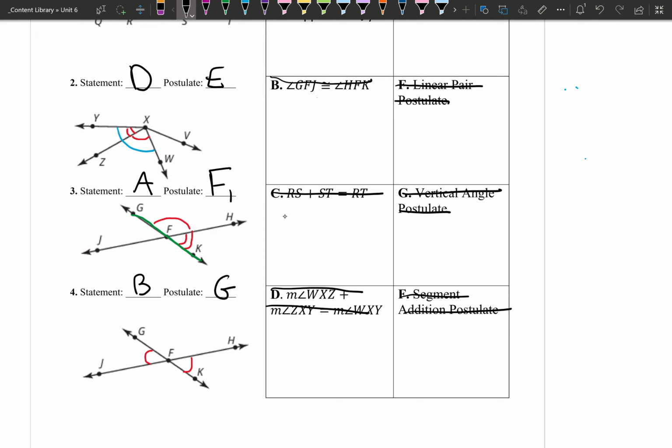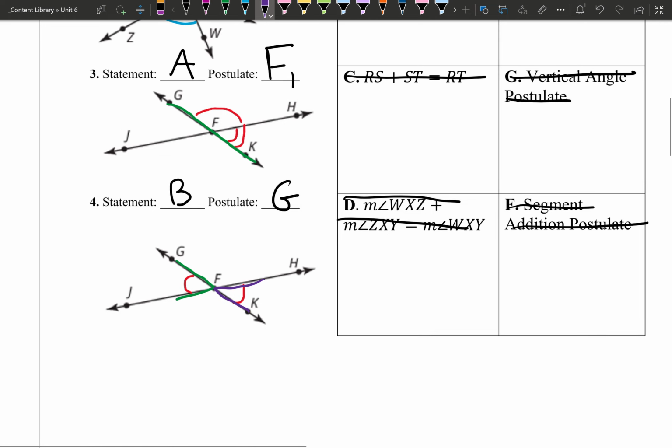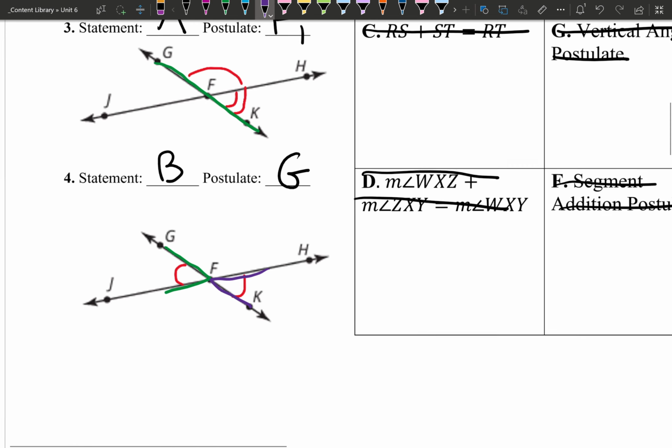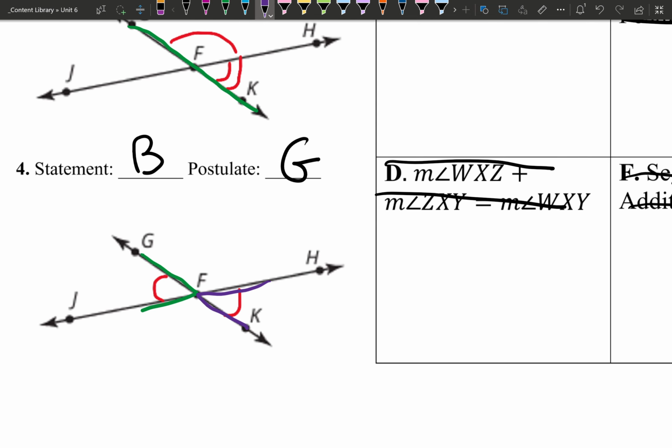Now, the best way for me to remember the vertical angle postulate personally is I imagine these 2 angles forming V's across from each other. Because despite the name of it, they're not always vertical. In English, when we think of vertical, we think up and down. Sometimes they're horizontal, like it is in this picture, or sometimes they're diagonal. Regardless, they are a vertical pair.